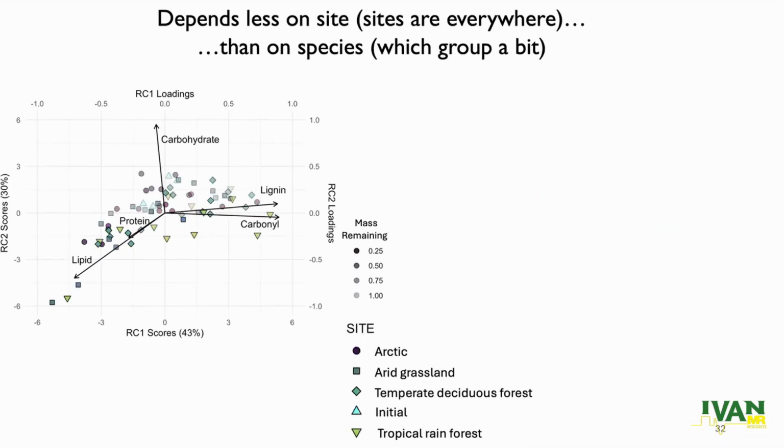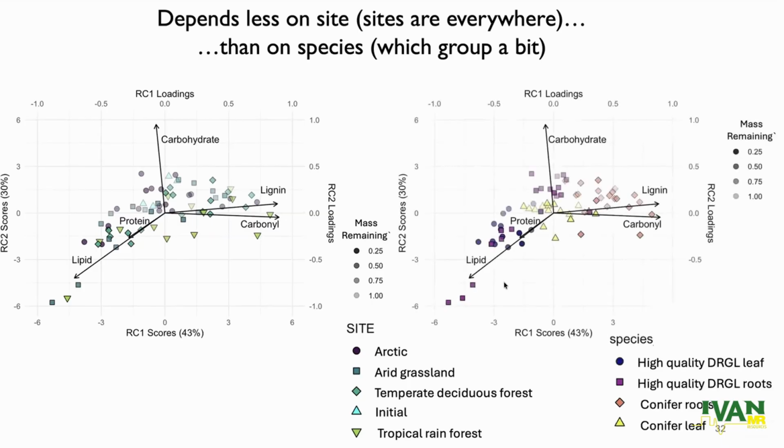Okay, so it depends less on site, which was a bit surprising to me. I sort of expected to see the Arctic all circled up towards the undecomposed stuff, but really all the sites are everywhere. So the Arctic are these circles, for example, and those circles are everywhere. So things didn't really cluster by site, surprisingly, but they did cluster a little bit by species, right?